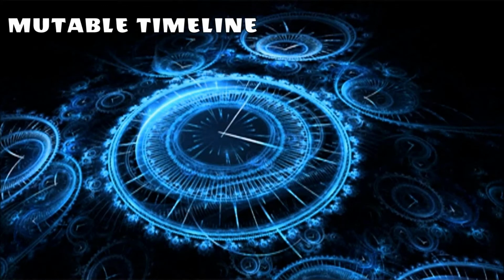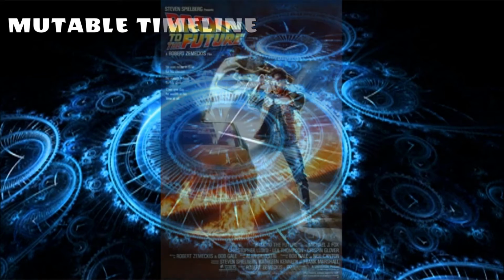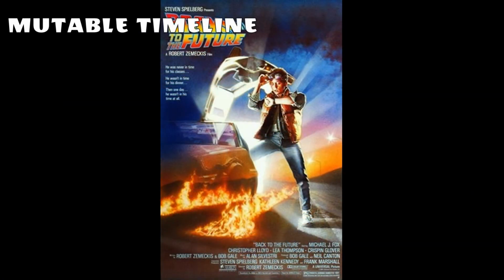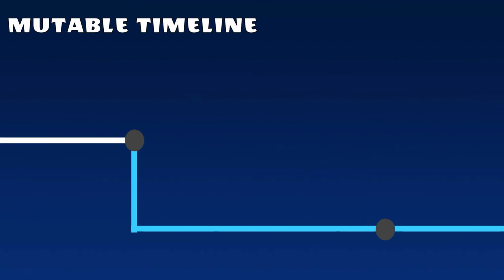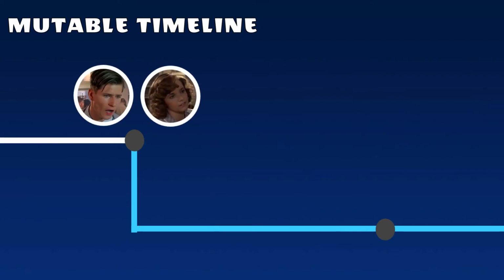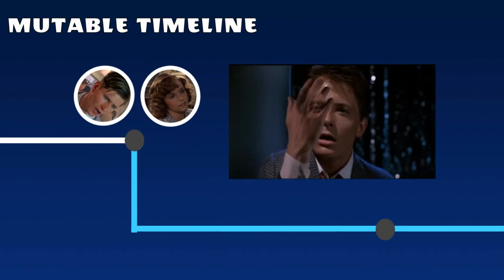In this timeline, you can change something in the past and it changes the future. The famous mutable timeline movie we know is Back to the Future. Dr. Brown invented the time machine. Marty went back to 1955. The future has been changed when he came back, because he got involved in the past. His dad could have not met his mom, and his existence could have been erased.